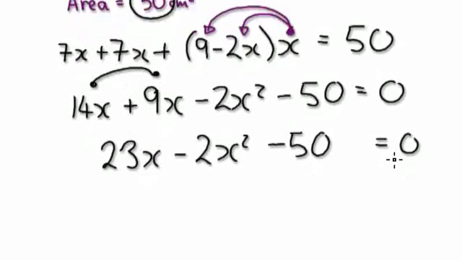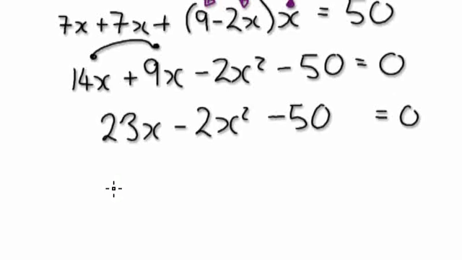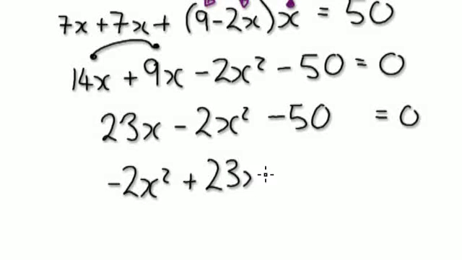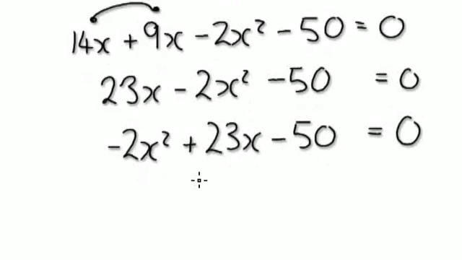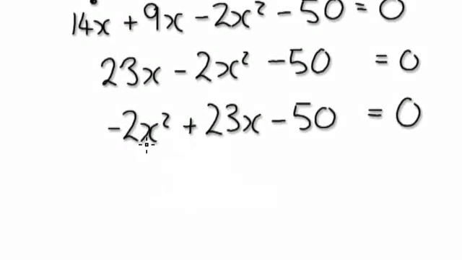Equals 0. I'm just going to rearrange this and put the x squared first because we're used to it. So it's negative 2x squared plus 23x minus 50. It's the same thing, I'm just putting the x squared first. So now it's us trying to solve this.